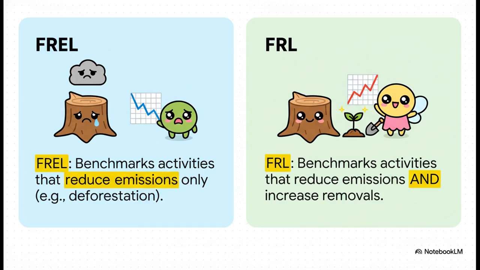A FREL, a Forest Reference Emission Level, only covers activities that reduce emissions. But an FRL, a Forest Reference Level, is broader. It can also benchmark activities that increase carbon removals, like a massive reforestation project. This is how those plus activities get officially measured.